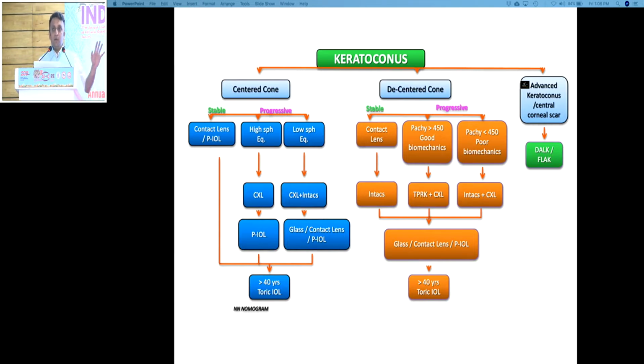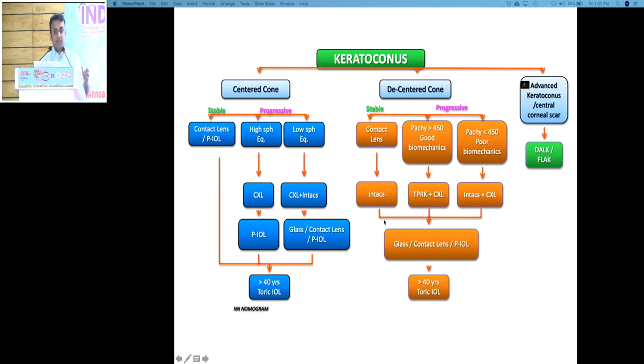When we have a cone, we divide them into whether it's a central cone, a decentered cone, or an advanced keratoconus. If it's a centered cone and it's stable, we don't do cross-linking. If it's not stable, obviously we are going to do cross-linking. If it's a central cone where the spherical equivalent is very high, we do cross-linking and then visual rehabilitation with a phakic IOL. With a low spherical equivalent, Intacs can do the job and you're fine.